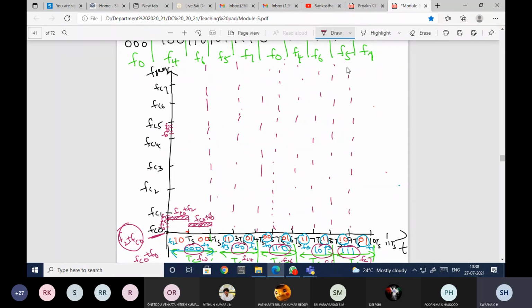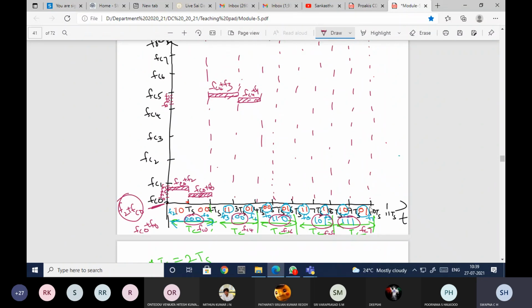To plot the frequency band, to just draw the frequency band, I'm taking it in this way. Now it is FC4 plus F3. F3 is here, so this is the band of frequency for FC4 plus F3. Then FC4 plus F1. F1 is here. This is how you need to proceed.